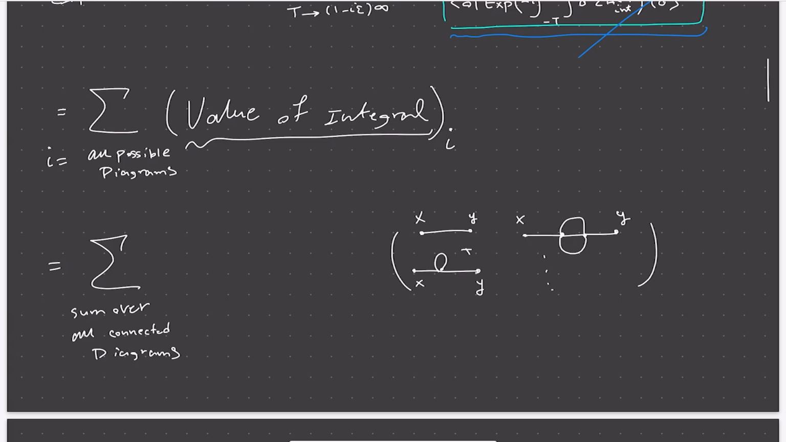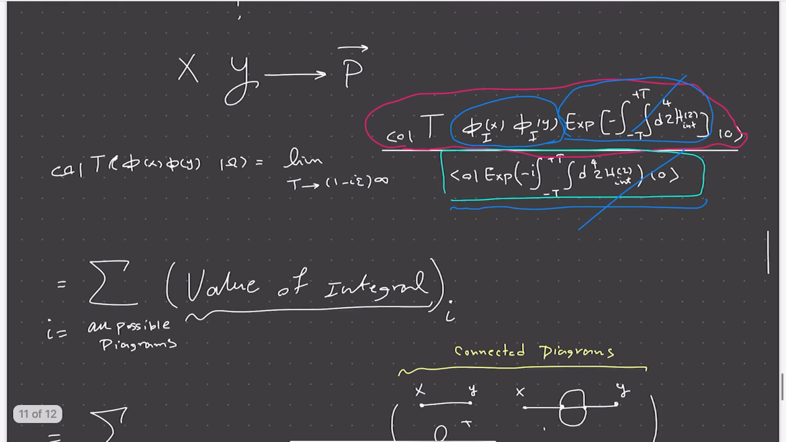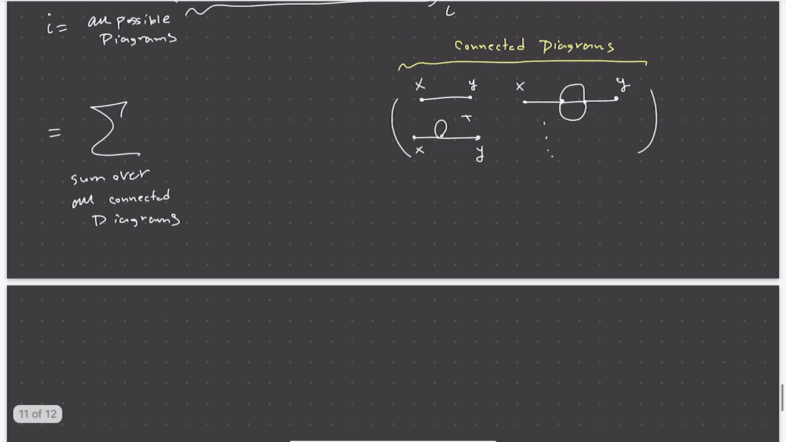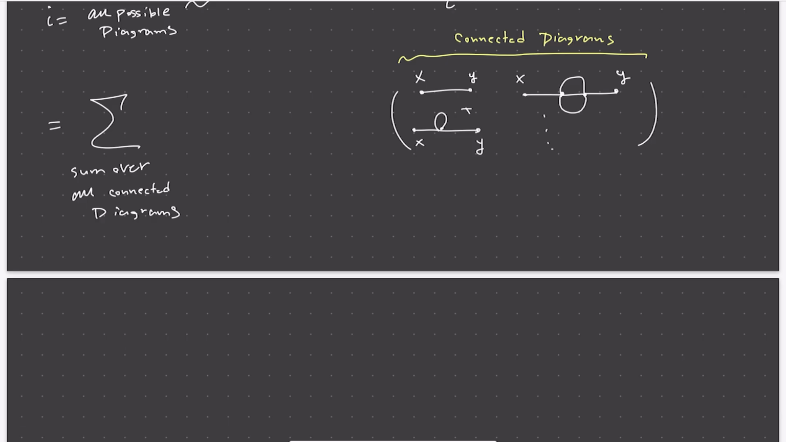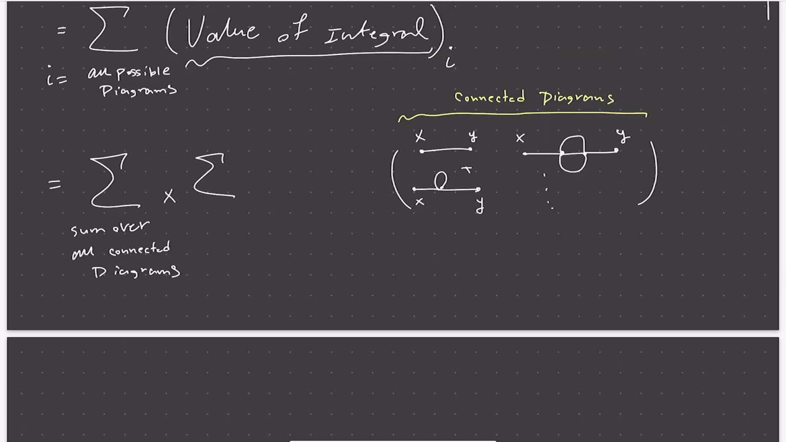So these are all called connected diagrams. We have all sums over connected diagrams, which means all the contractions between x and one of the components of the exponential, and then somehow ultimately 2 by 2, they connect back to y. So all the connected diagrams. And then you have the sum over all disconnected diagrams.